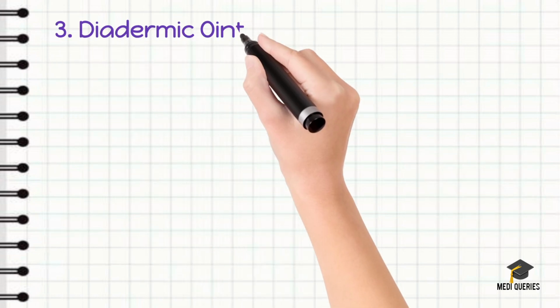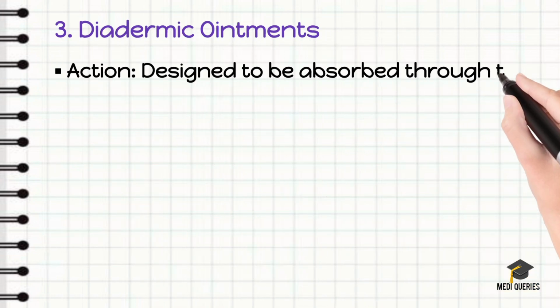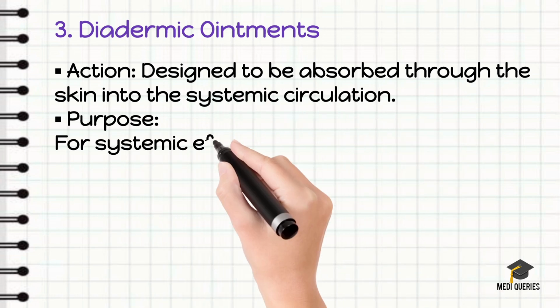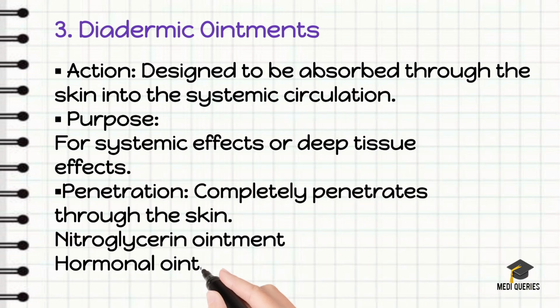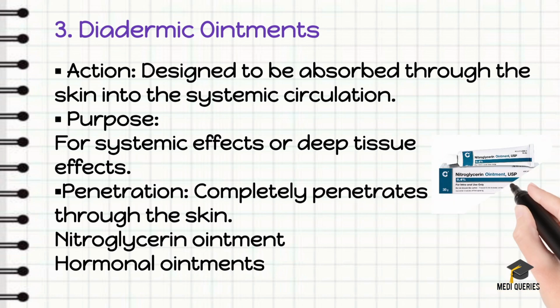Okay, and the third one is the diadermic ointments. It produces action in the systemic circulation. Okay, these are designed to be absorbed through the skin into the systemic circulation.